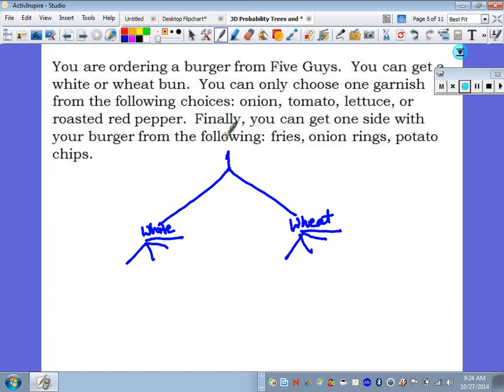Okay? And then from there, with each one of those, you can get one side. So fries, onion rings, or potato chips. So from each one of those, there's 3. That one didn't come off right. Sorry about that. Volume's up.